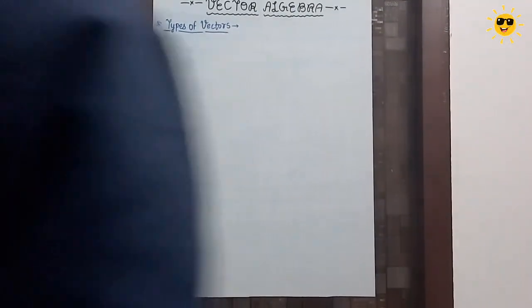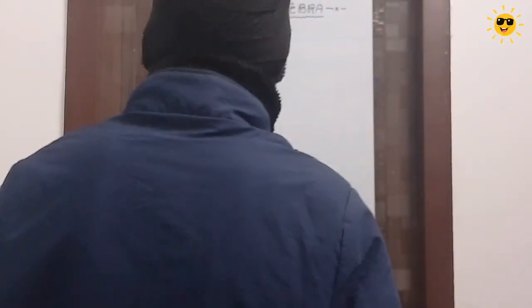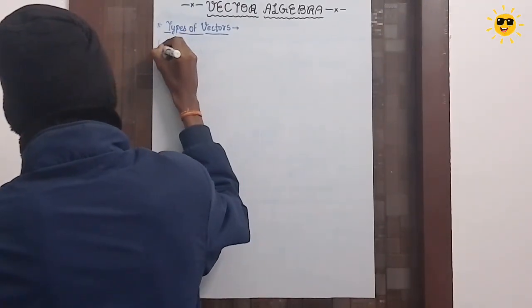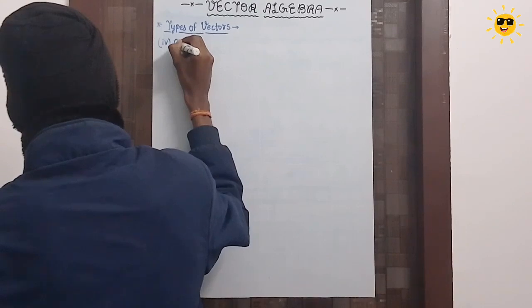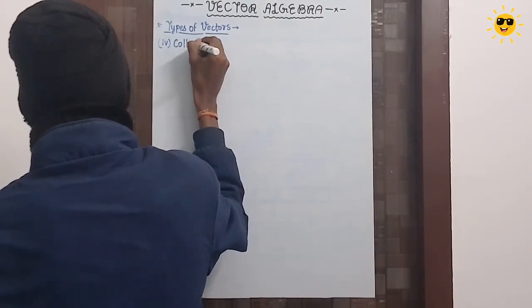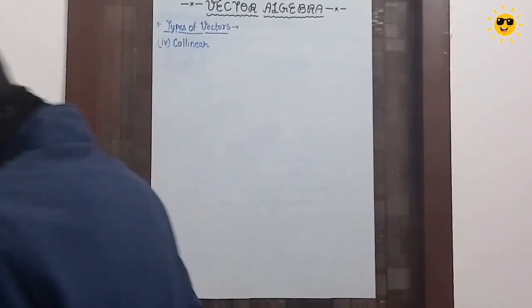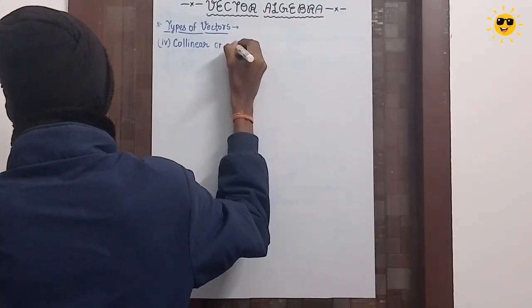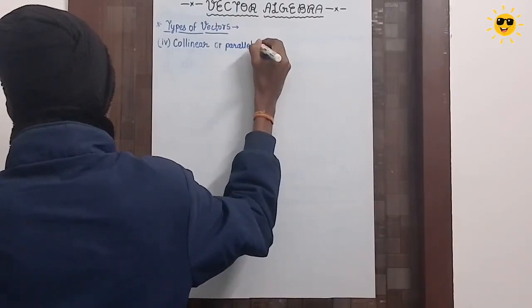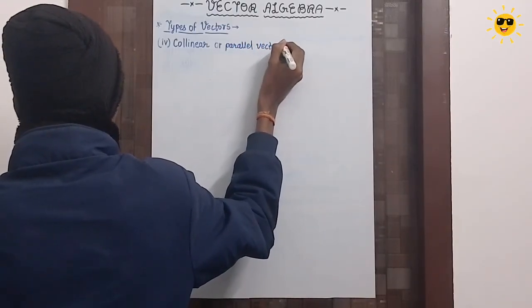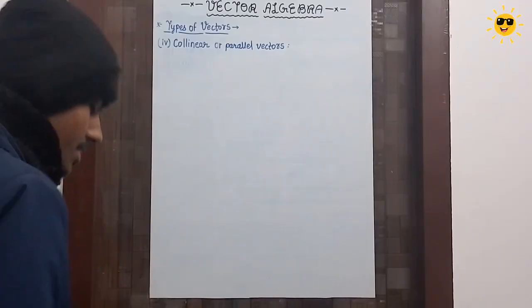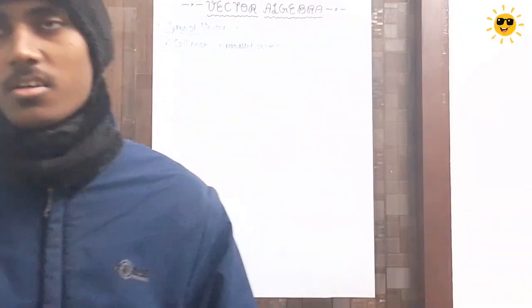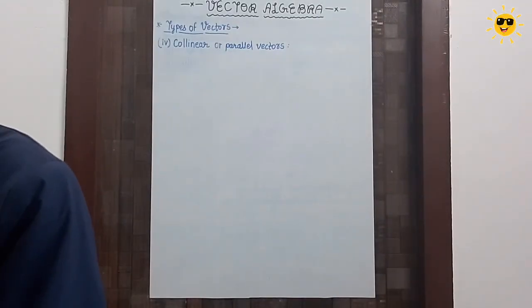So moving ahead, after like and unlike vectors, there are collinear or parallel vectors. Now what are collinear or parallel vectors? Let me speak first, then we will write. Collinear or parallel vectors are those vectors which have the same or parallel supports.